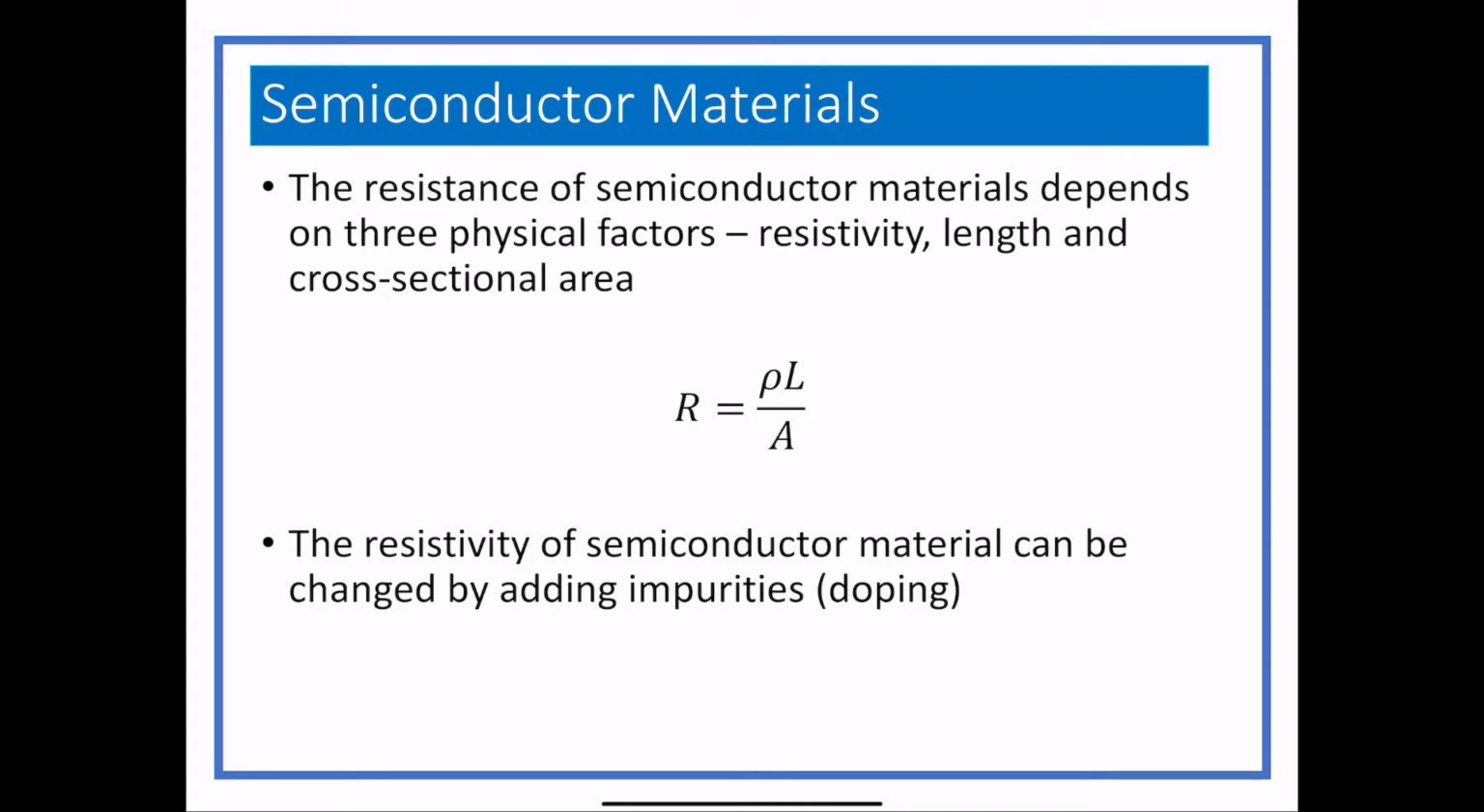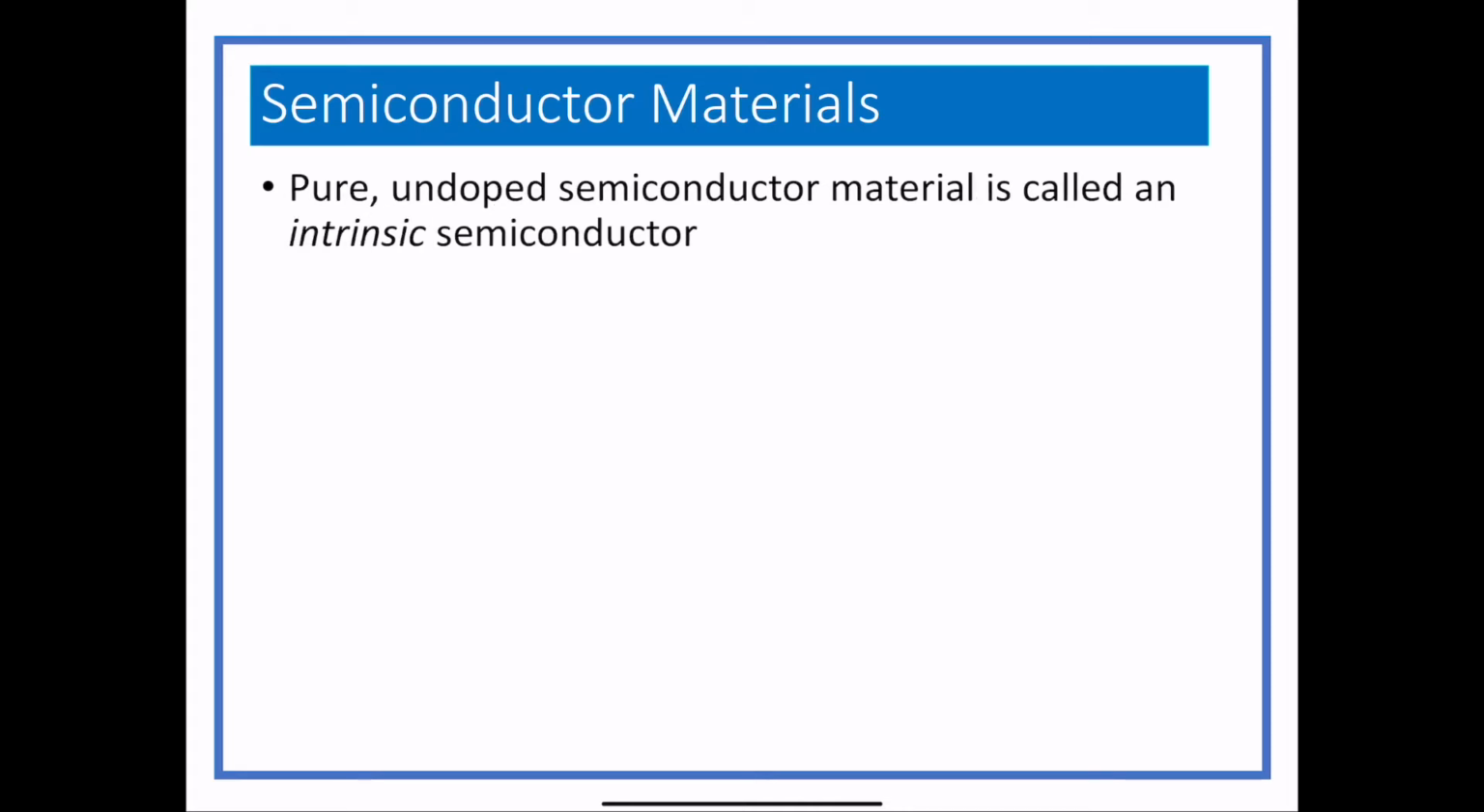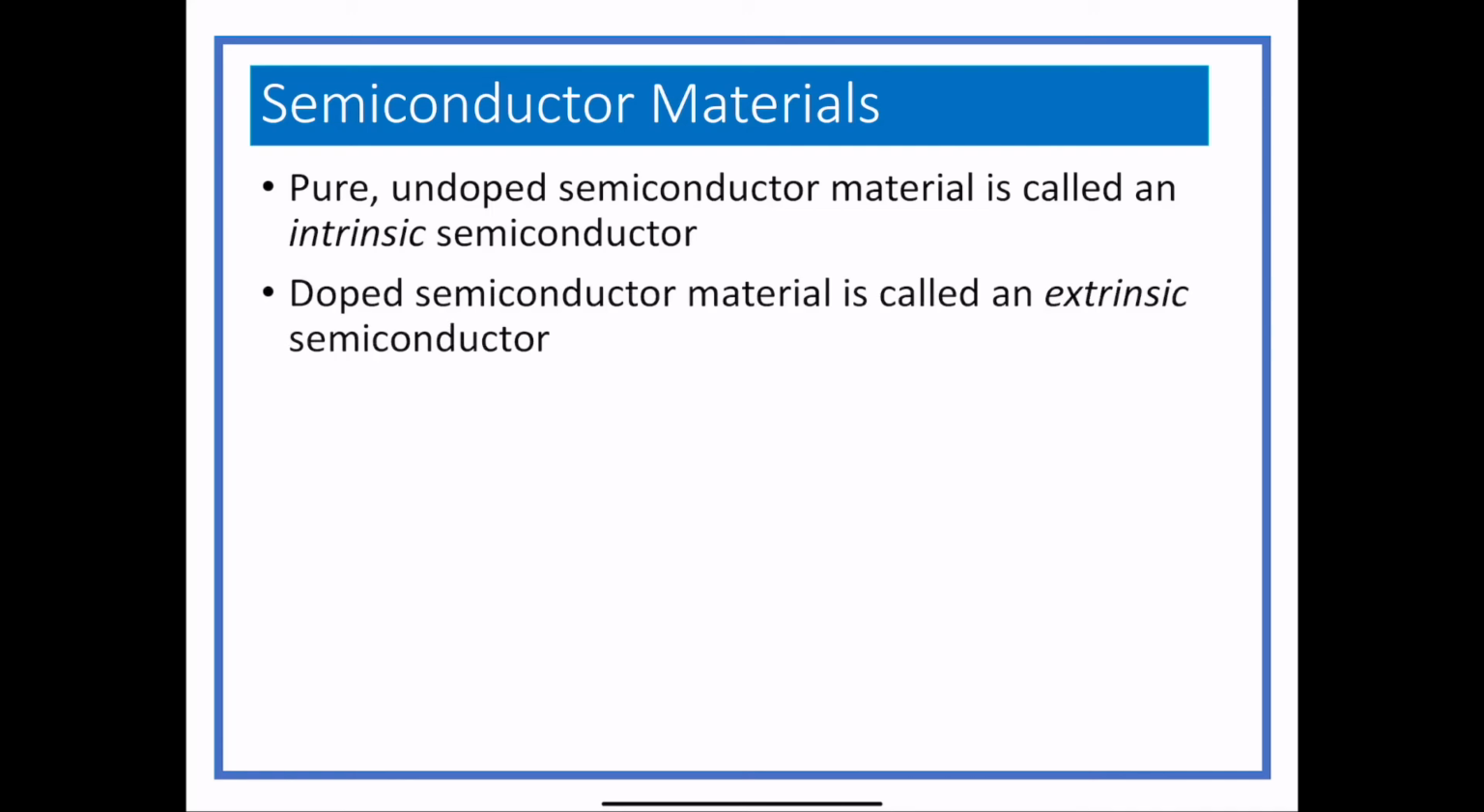So pure semiconductor, undoped or without impurity, is called intrinsic. That's what an intrinsic semiconductor material would be like: just germanium or just silicon by itself with nothing added, or even gallium arsenide with nothing else added. A doped semiconductor material is called extrinsic. That has some types of impurities in it.